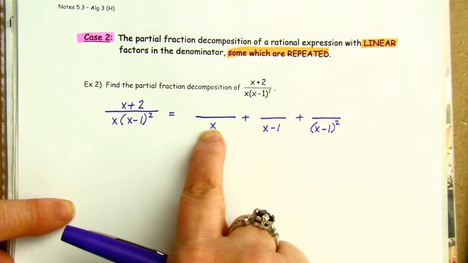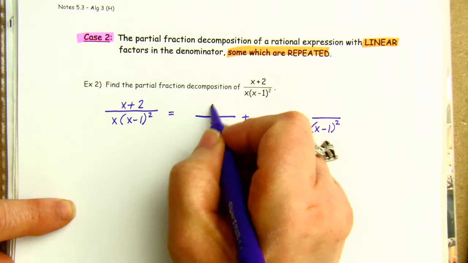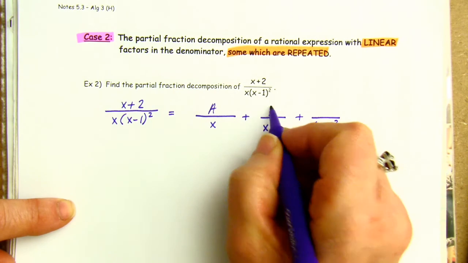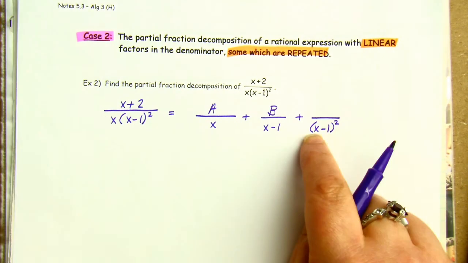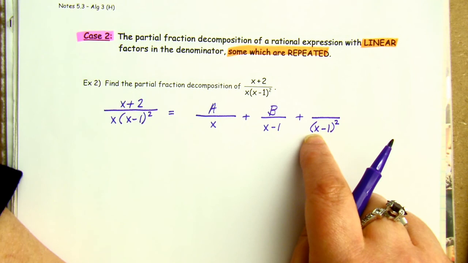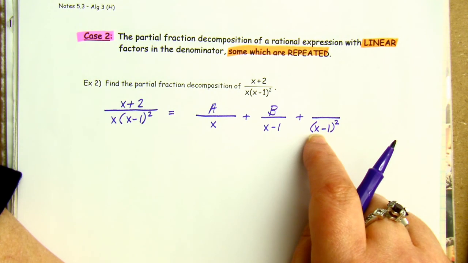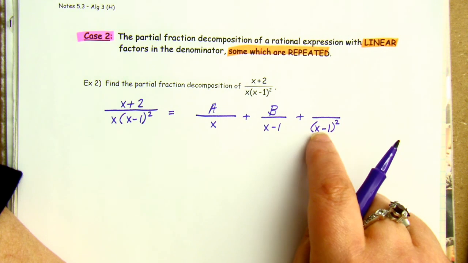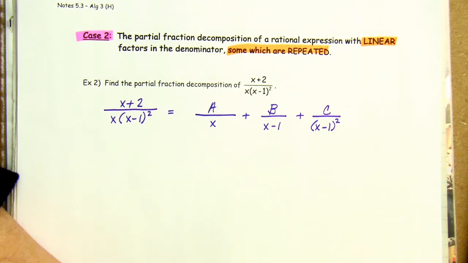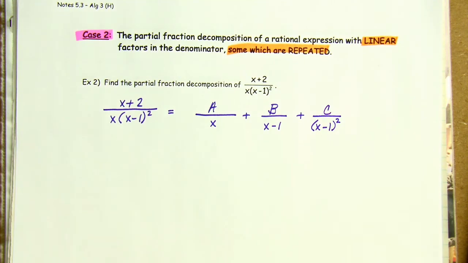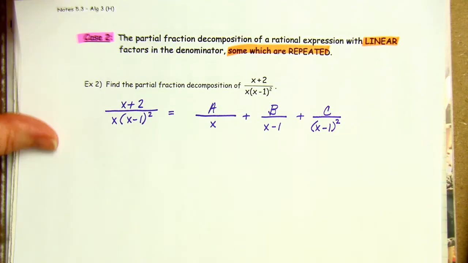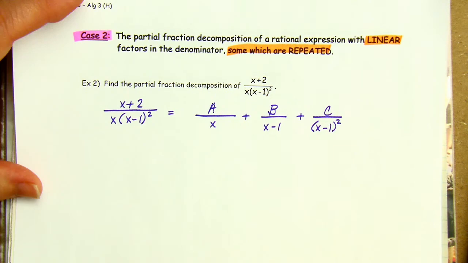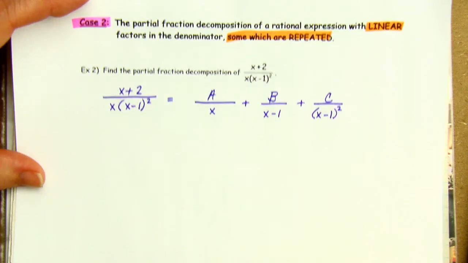This is linear, so up top goes an A. This is linear, up top goes a B. This, yeah, sure, if we would multiply this out, it would be quadratic. But remember, these have to be in factored form. This is a repeated linear factor, so up top goes a C. And that's how you would set up case 2 with linear repeated factors in the denominator.